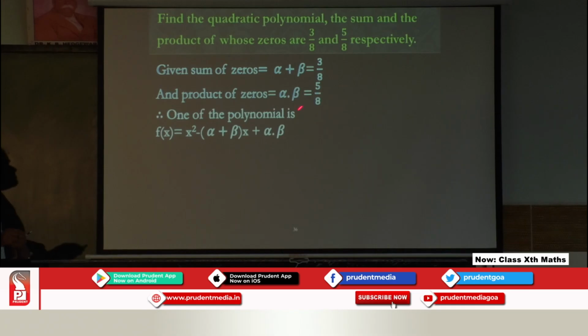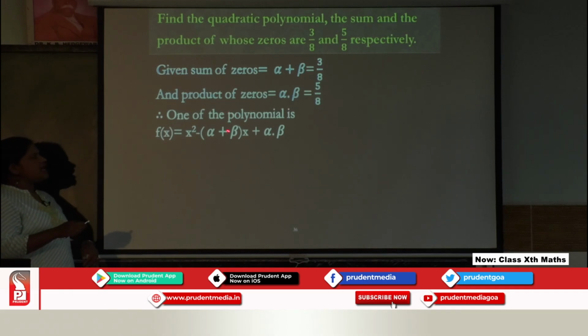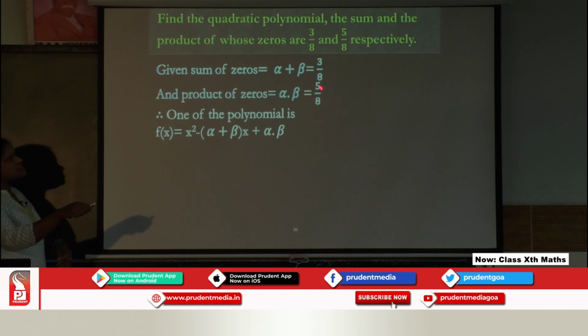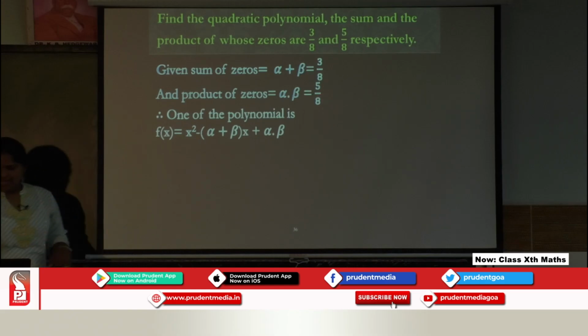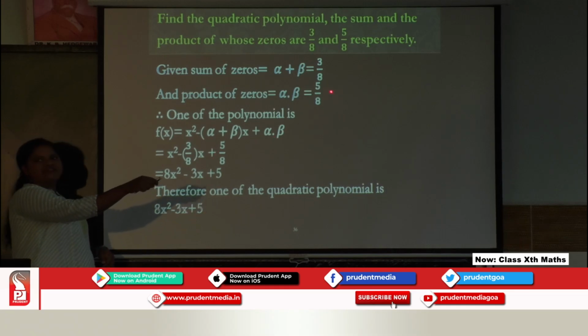Therefore, one of the polynomials is, okay, I am just writing the formula here, that is f of x is equal to x square minus (alpha plus beta) x plus alpha into beta. What am I supposed to do now is just substitute these values. Alpha plus beta is given here, that is 3 upon 8 will come, and alpha into beta is also given, 5 upon 8 will come in the last place. So here I have x square, the minus sign is already here, alpha plus beta is 3 upon 8. So I have substituted alpha plus beta as 3 upon 8 into x, plus alpha into beta is given as 5 upon 8.